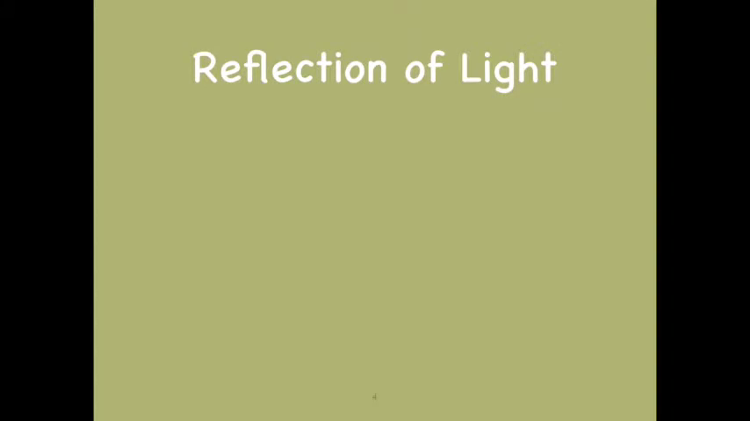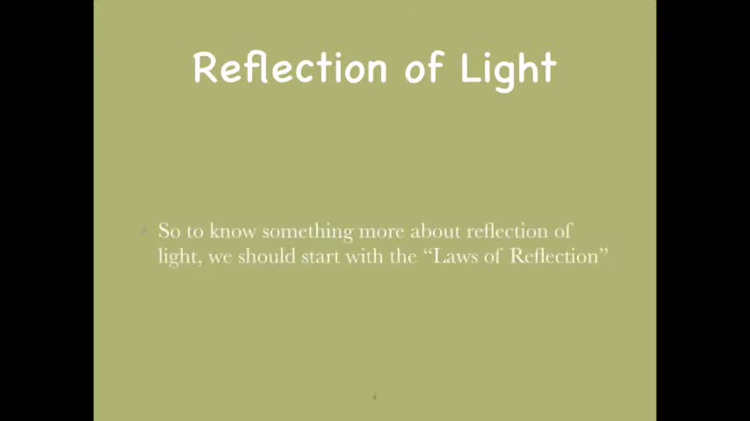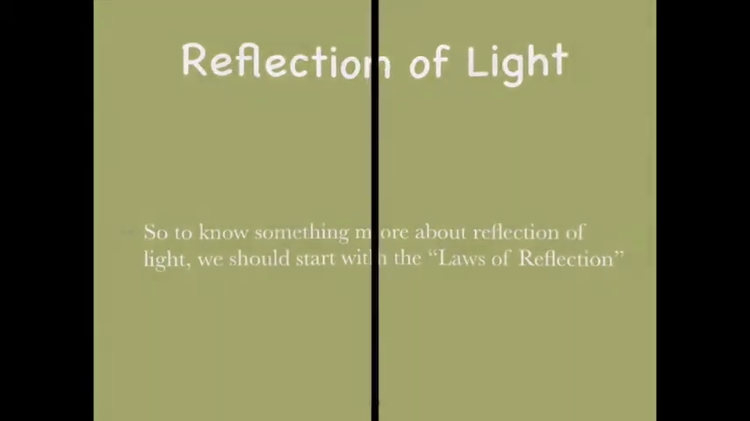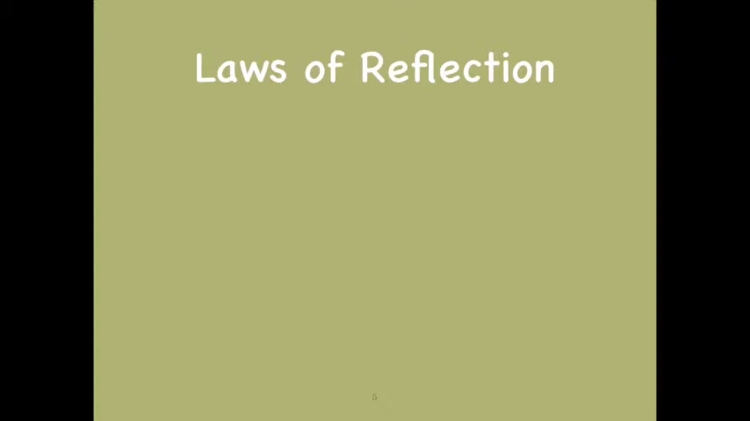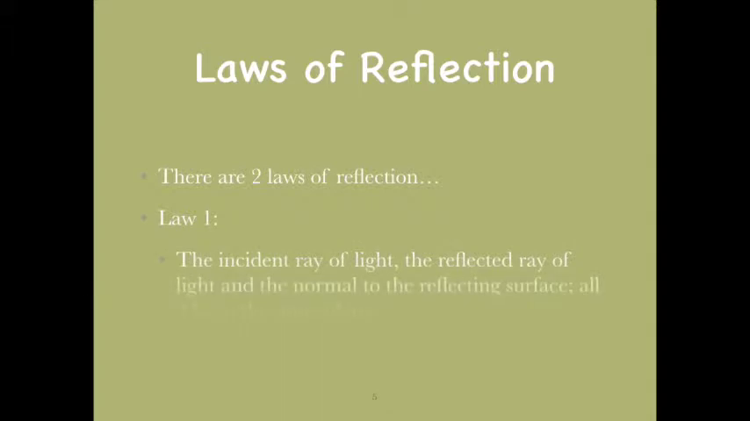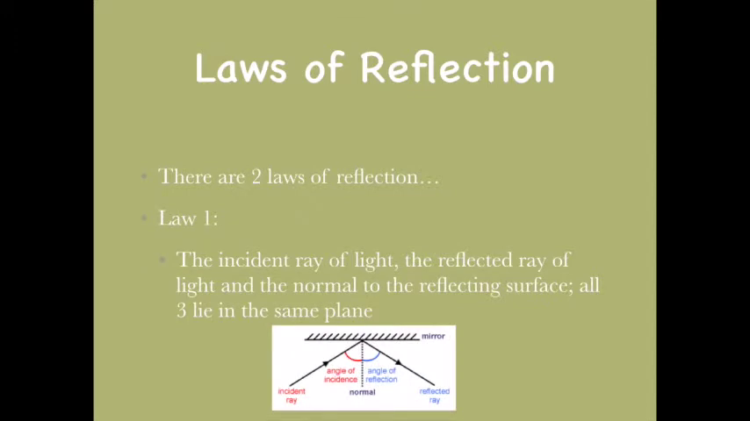So, to know something more about the reflection of light, we should start with the laws of reflection. This will help us understand better about the theory of reflection of light. So, let's start with the laws of reflection. In all, there are just two laws of reflection, two simple ones. So, coming to law number 1, it states that the incident ray, the reflected ray, and the normal to the reflecting surface all lie in the same plane. Given below is the diagram illustrating the same thing.